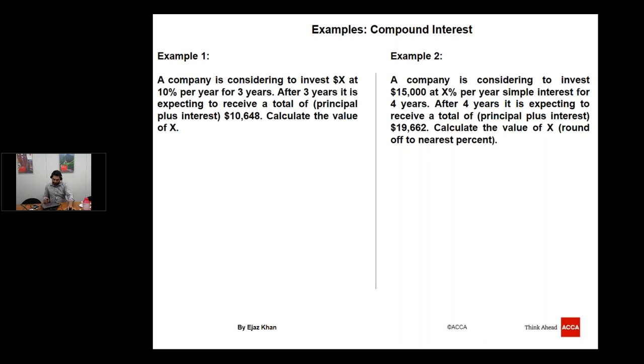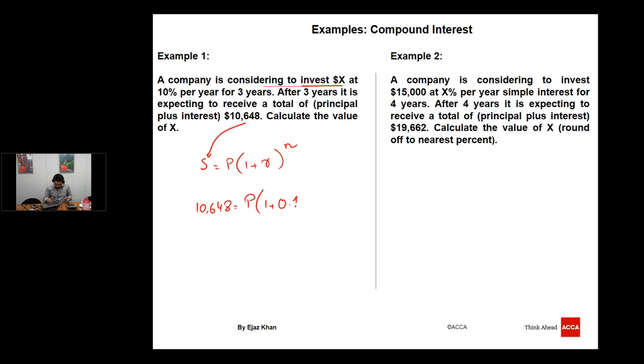And what is X here? X is the amount of investment. That is principal. So we need to find out the present value or the principal amount in example 1. So the formula S is equal to P into 1 plus R raised to the power N. In this formula we have S here, 10648. We need to find out P.